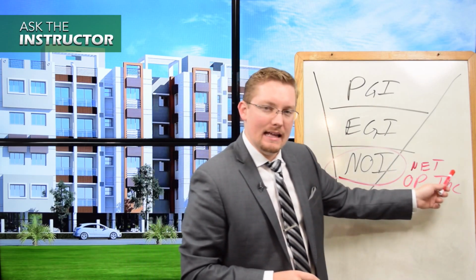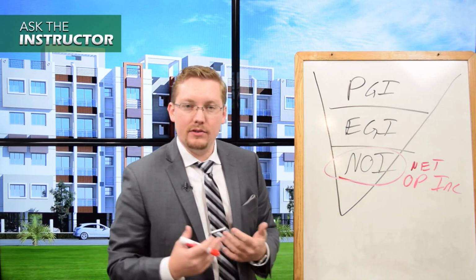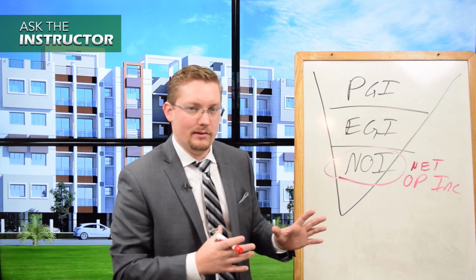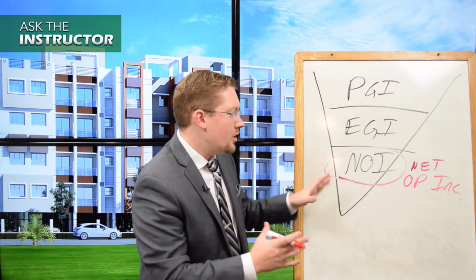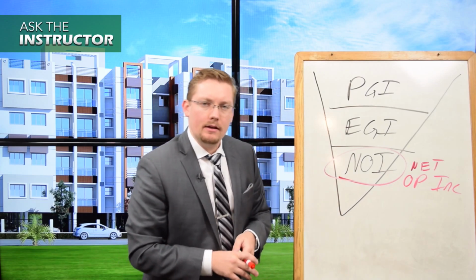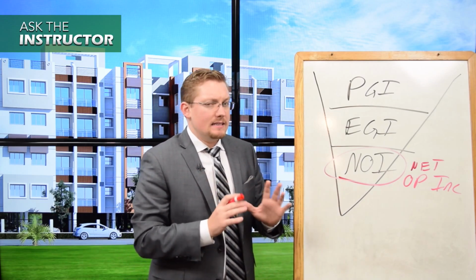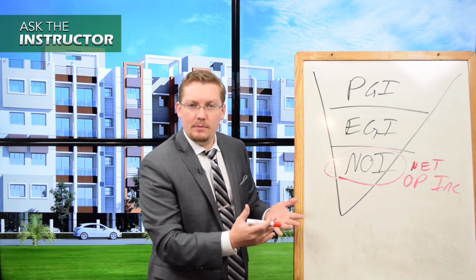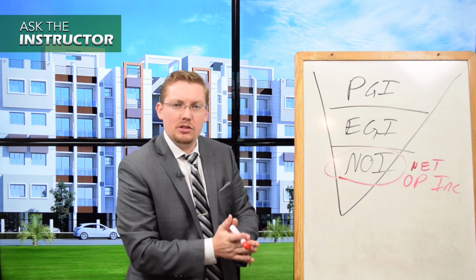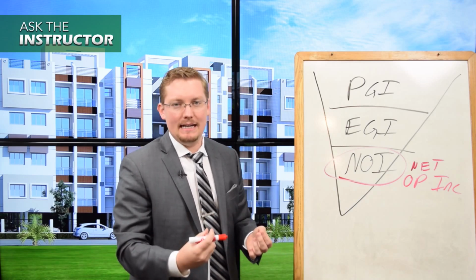This word net is referring to after expenses, with expenses factored in. When we're dealing with net operating income, we do include the expenses here. Now, it gets a little tricky for what you're going to include in these expenses and what's a legitimate expense, but really what it's going to break down to is almost anything that's not a financing expense.